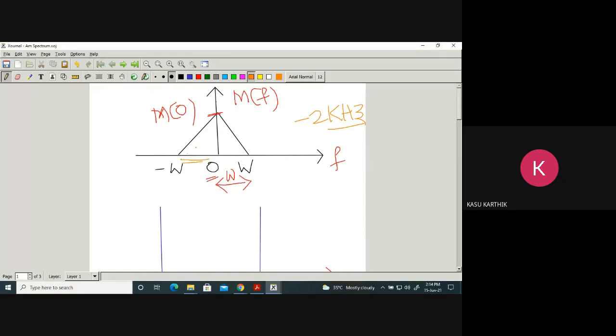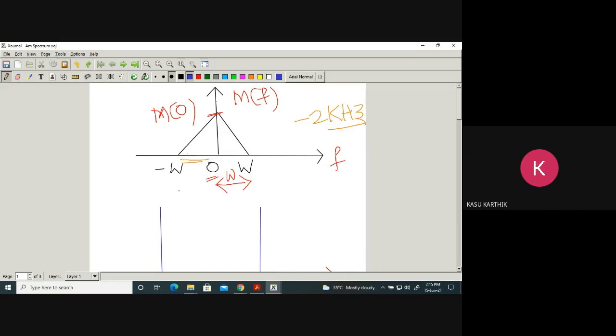If something is real, its magnitude spectrum should be even symmetric. Phase should be odd symmetric. So always take only positive frequencies. Now, this is the spectrum of the message signal with a bandwidth omega. Or we can also call it the highest frequency component. It need not be bandwidth, so we can also call it the highest frequency component, that is omega.